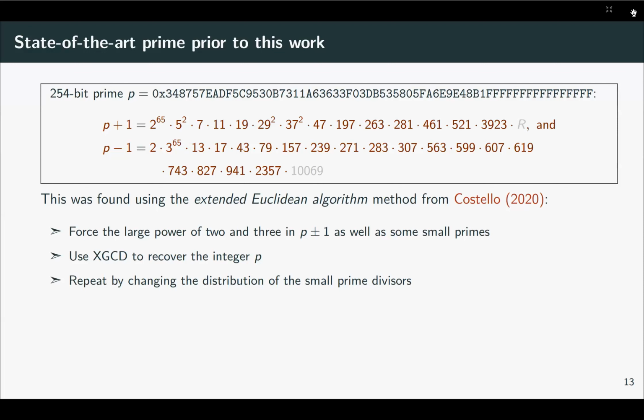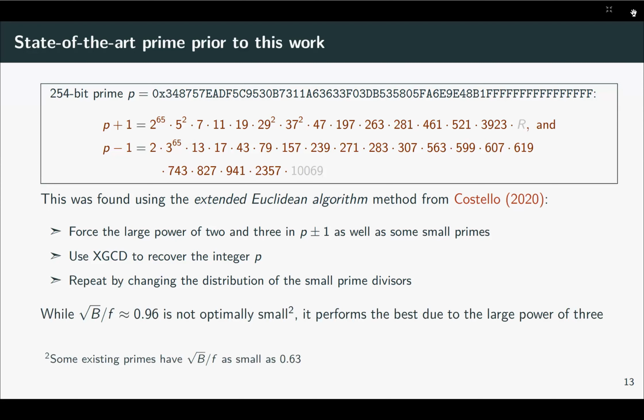Yeah, so the main goal was to use some sort of extended Euclidean algorithm. You force some power of 2 and some power of 3 into p plus 1 and p minus 1, and then some other small factors as well. And you use the XGCD to recover the integers. Now, a small point: this cost metric square root of B divided by f is not as small as we would ideally like it to be, but it actually performs the best because we have this large power of 2. That's something we're going to touch on later.